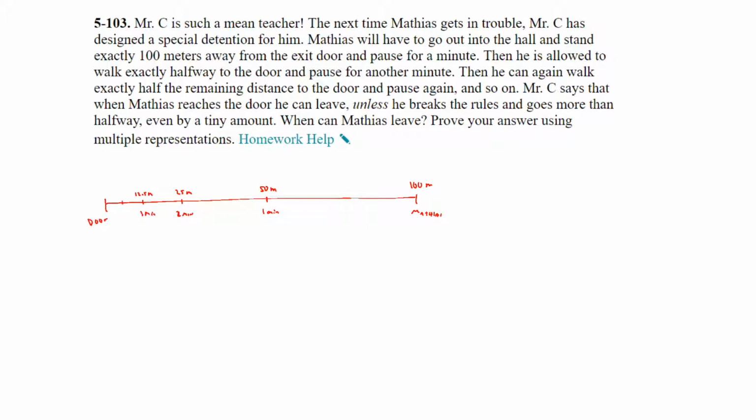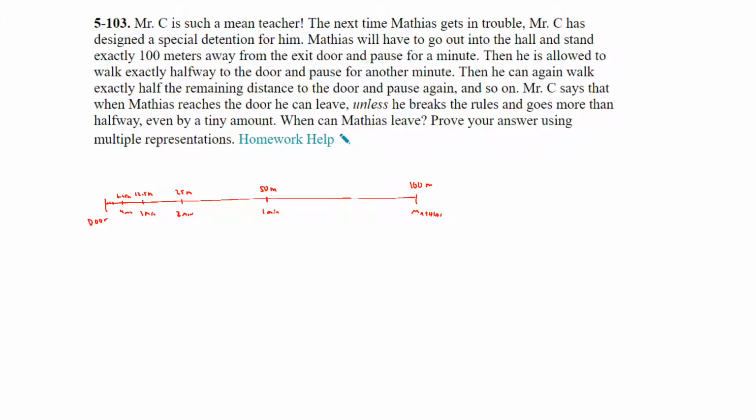And then halfway again, which would be 6.25 meters. And then halfway again, and halfway again, and halfway again. And so what's going to happen is, theoretically, Matthias will never make it to the door because he continues to go halfway, and therefore will never be able to make it there. Eventually, those numbers are going to get so small it'll be very difficult for Matthias to even walk that distance, but ideally or theoretically, that's what would happen. He would never make it there.